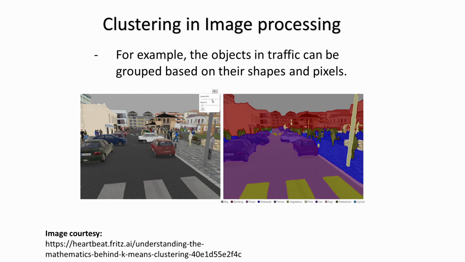Another example where clustering is used is in image processing. Here in this image we have traffic, and the objects in this image are grouped based on shape and pixels. Here the cars are separated from the road, and we have various objects in this image like people, buildings and sideways. These are all grouped together as similar data based on clustering.